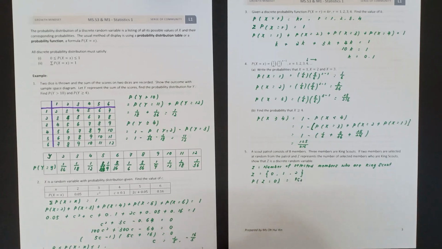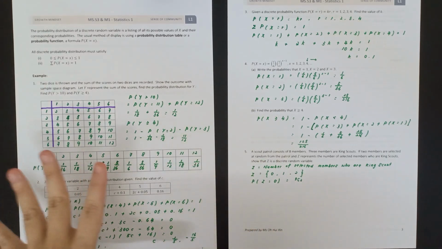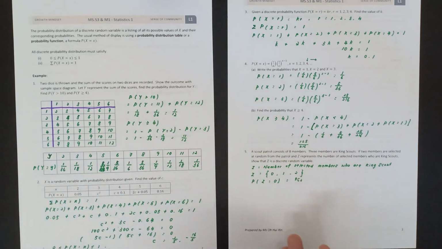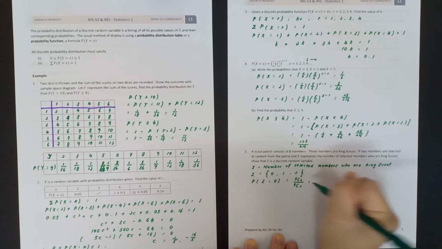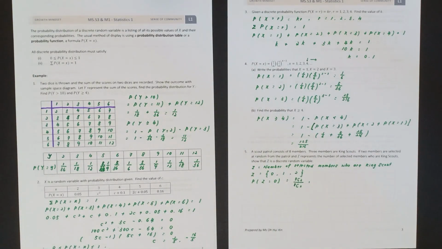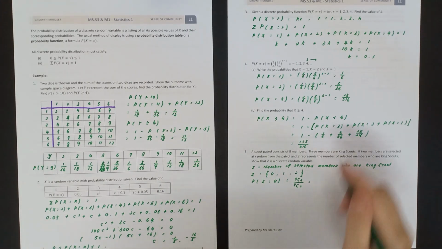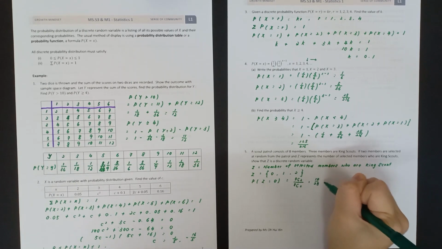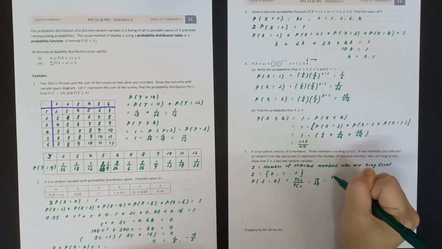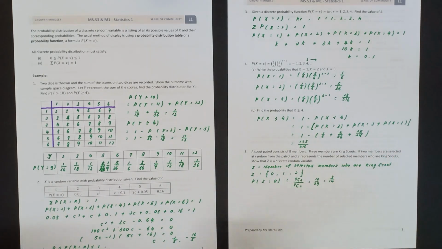Is that okay? I'm going to choose 2 from the 5 scouts that are not King Scout. Okay, then divide by the total, which is 8C2. You still remember the sample space is the condition where you do not have any restriction. So without any restriction, it means from the 8 you are going to pick 2. Okay, so 5C2 gives you 10, and 8C2 gives you 28, which gives you 5 over 14. Is that okay?